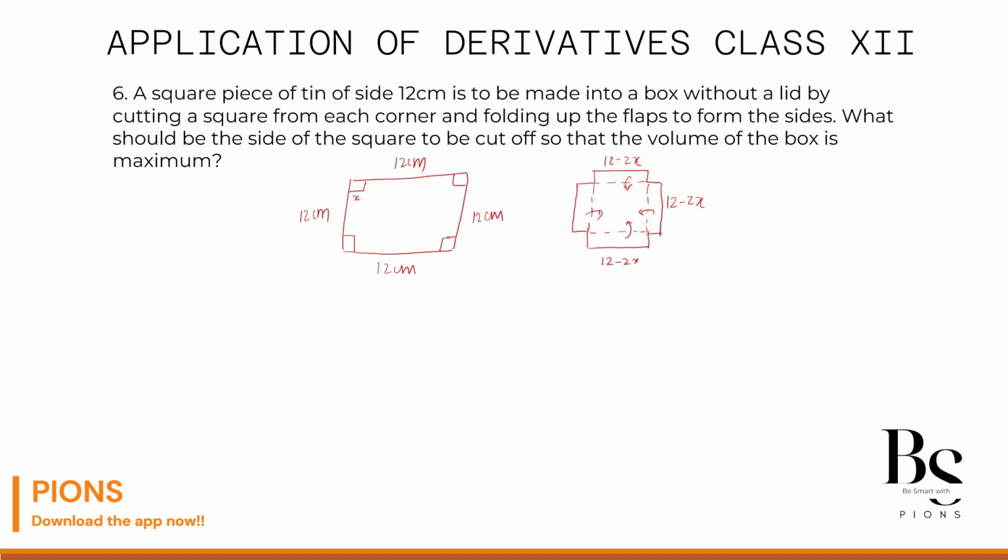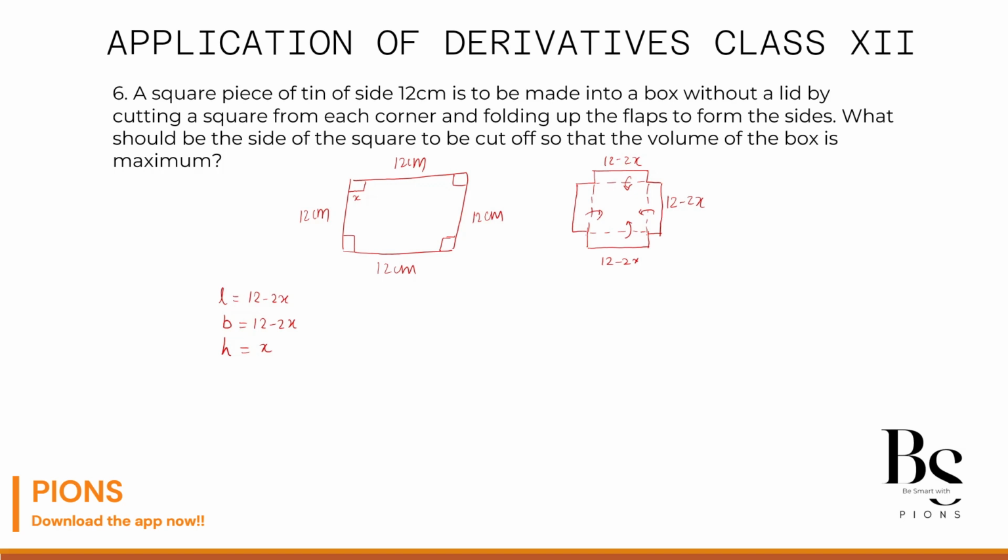Done. Now the length of this new open box, how much? It will be 12 minus 2x. Breadth is how much? 12 minus 2x. And height is how much? x. Now the question says, after flipping these flaps, you get length, breadth, and height like this. What should be the side of the square to be cut so that the volume of the box is maximum?